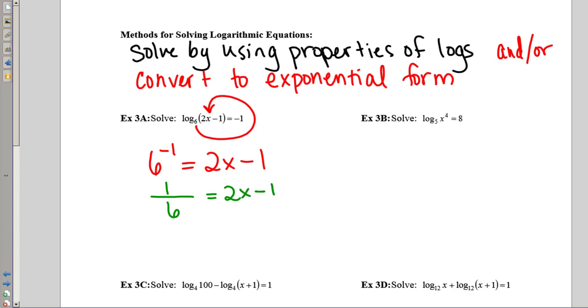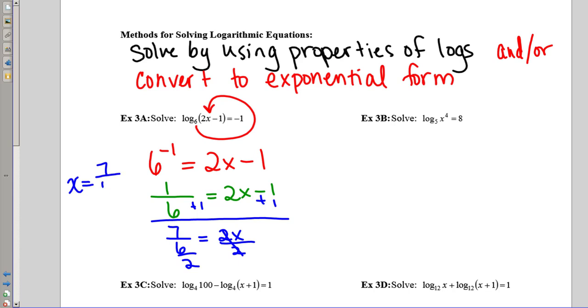And then we'll just use inverse operations. So plus 1 to both sides. And so then we technically have 7/6 is equal to 2x, and then we'll divide both sides by 2. Okay, and then you're going to have fraction divided by fraction, so we're going to keep change flip, which means that you have x equals 7 over 12.